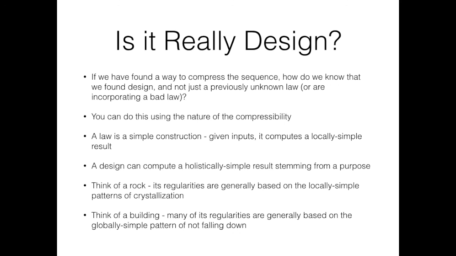Now you can say, is it really design? If you found a way to compress the sequence, how do you know you've found design and not just a previously unknown law? Well, you can do this using the nature of your compression technique. A law is a simple construction. Given inputs, it computes a locally simple result. A design, however, can compute a holistically simple result stemming from a purpose. So if you think of a rock, its regularities are generally based on the locally simple patterns of crystallization. But a building's regularities are generally based on the globally simple pattern of not falling down.